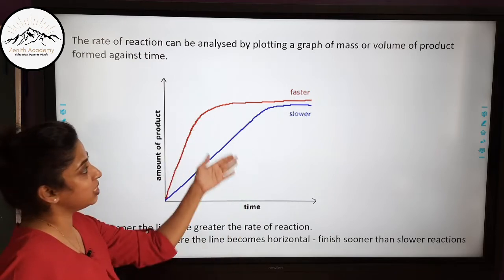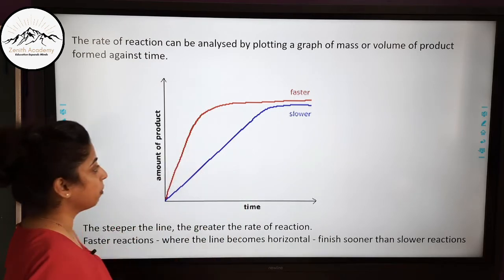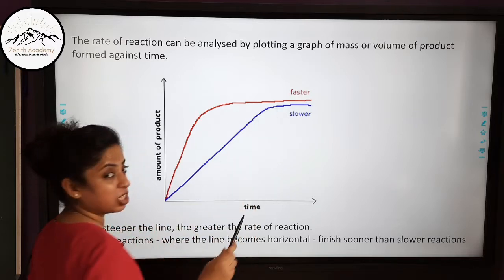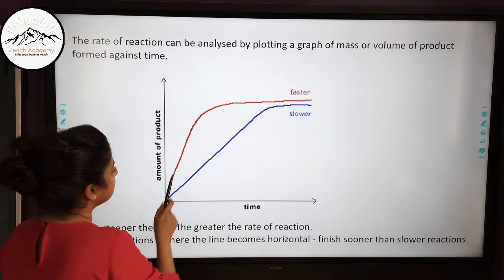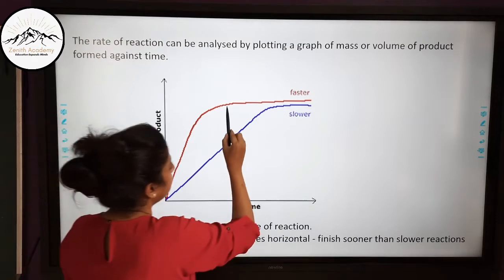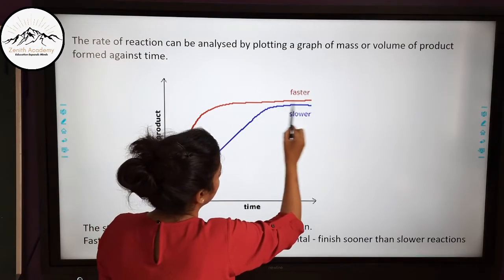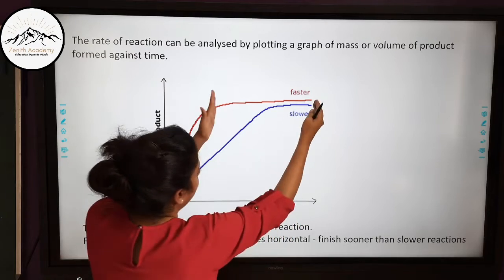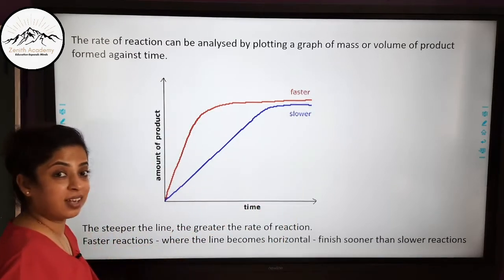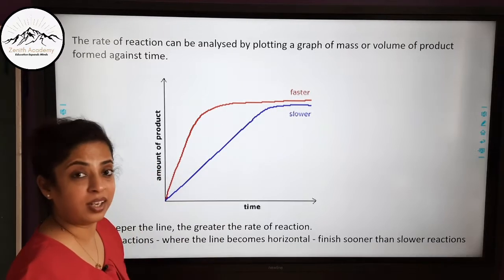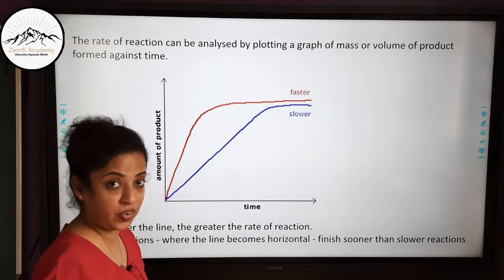Now here you can see I have plotted two graphs. This graph, the red one, indicates that the rate of reaction is faster here because you can see the slope is steep. Also one more thing you should note: here at the end this part is quite horizontal. It means that the reaction has come to an end, and that too very quickly. That is why it is a faster reaction.